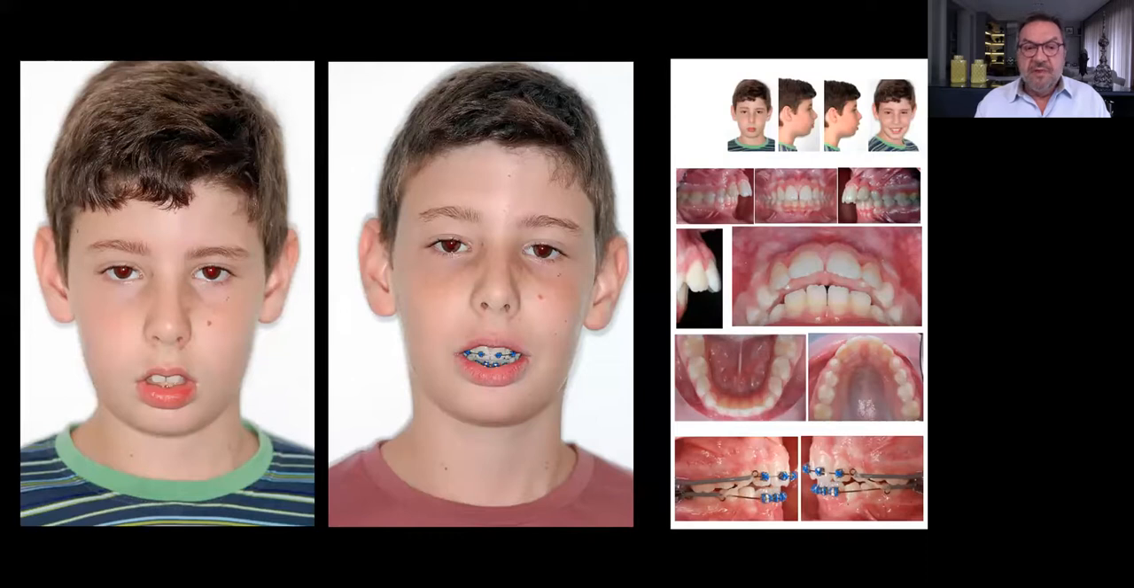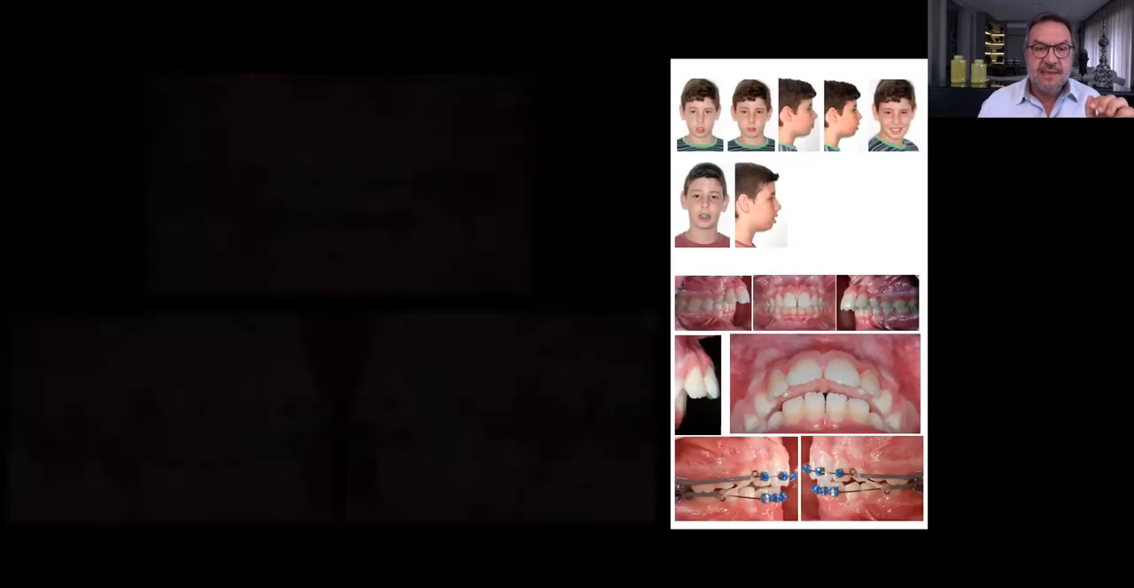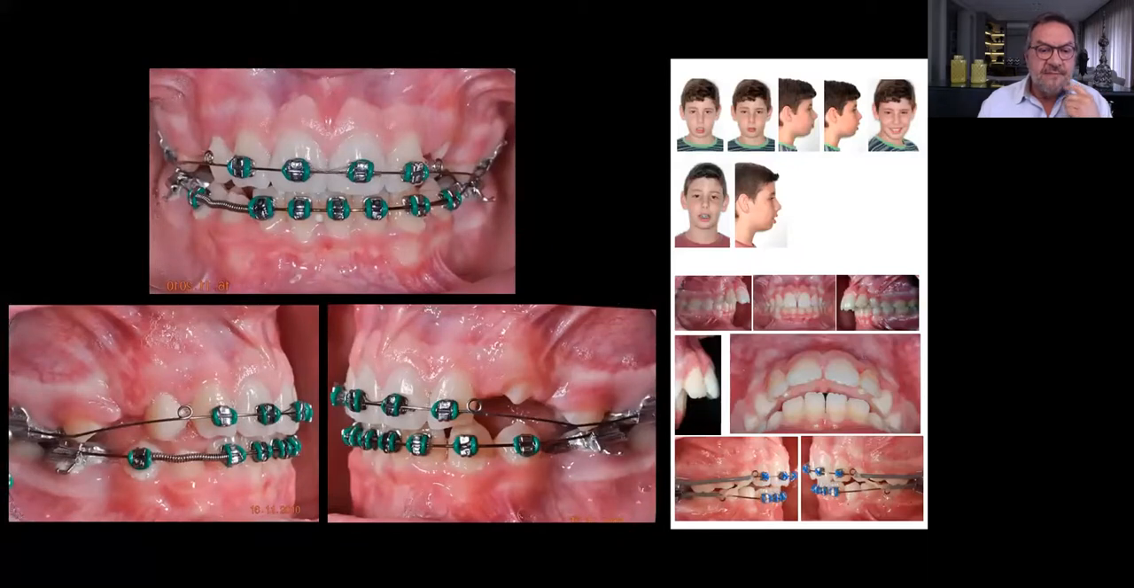I talked with his mom and told her that we changed our mind and we are going to promote four extractions. We extracted two upper first premolars and two lower second premolars. And we kept using our way of working with anchorage bands and class 2 elastics. And here you can see the open coil achieving spaces for canine eruptions. And you can see that the molars are moving forward by themselves. I wasn't pulling them, okay?